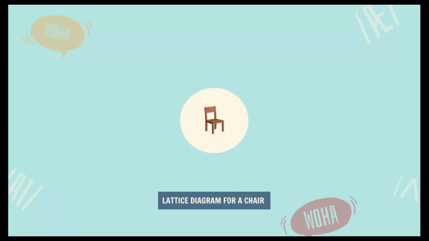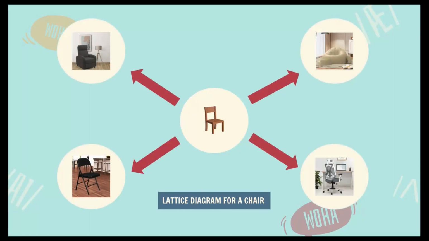In this slide, we can see an example of a chair. The prototypical chair is placed at the center. Other examples in the lattice nodes are related to it, but may not be as prototypical as the chair. We have instances of recliner, beanbag, foldable chair, office chair. These can be further subdivided based on their sizes and their properties. This subdivision is known as chaining.